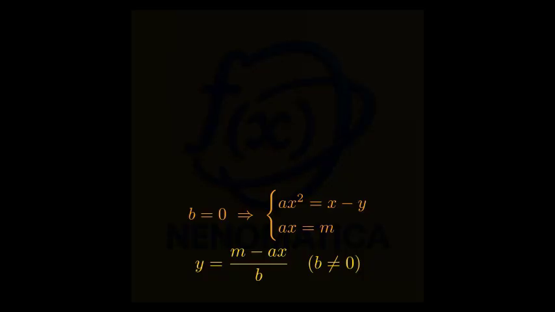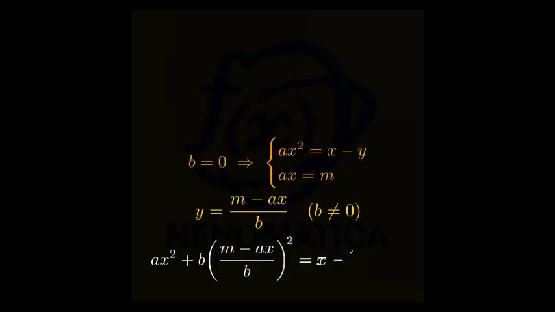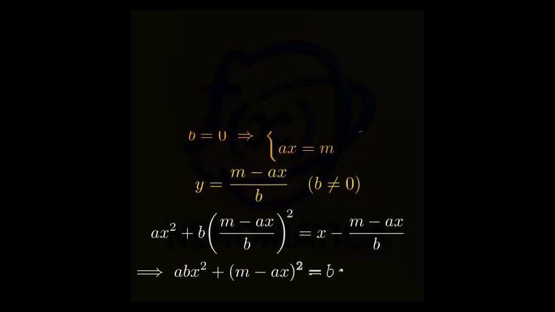Next, we will substitute this into the first equation. Substitute y into the first equation. We get ax squared plus b times (m minus ax over b) quantity squared equals x minus (m minus ax over b). Multiplying through by b and expanding will give a quadratic in x. Now expand and gather like terms.